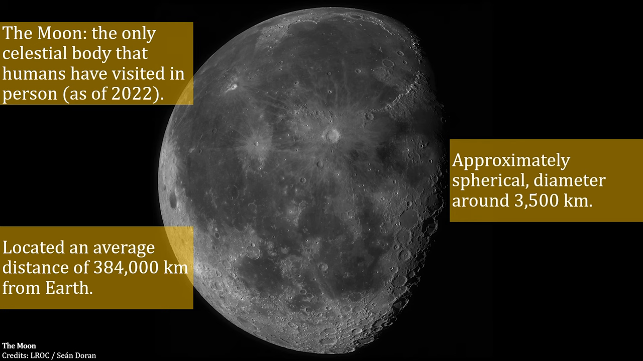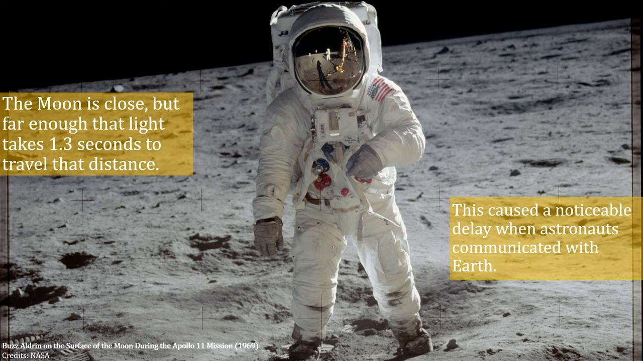The moon is approximately spherical and has a diameter of around 3,500 kilometers. It is located an average distance of 384,000 kilometers from Earth, which seems far, but of course, if you compare that to a light year, which is 9.5 trillion kilometers, it's really nothing. So the moon is close, but it is actually far enough that light takes 1.3 seconds to travel that distance. And this caused a noticeable delay when astronauts communicated with Earth.